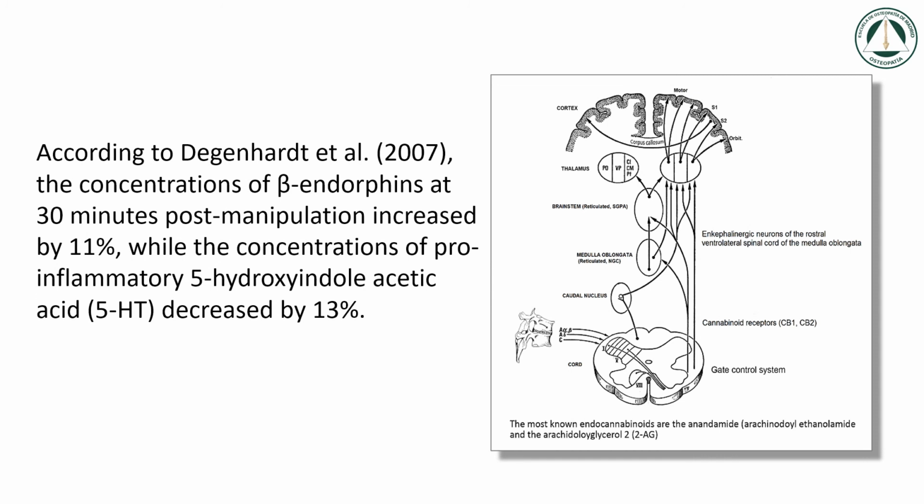According to Degenhardt et al., 2007, the concentrations of beta endorphins at 30 minutes post-manipulation increased by 11%, while the concentrations of pro-inflammatory 5-hydroxyindole acetic acid, 5-HT, decreased by 13%.